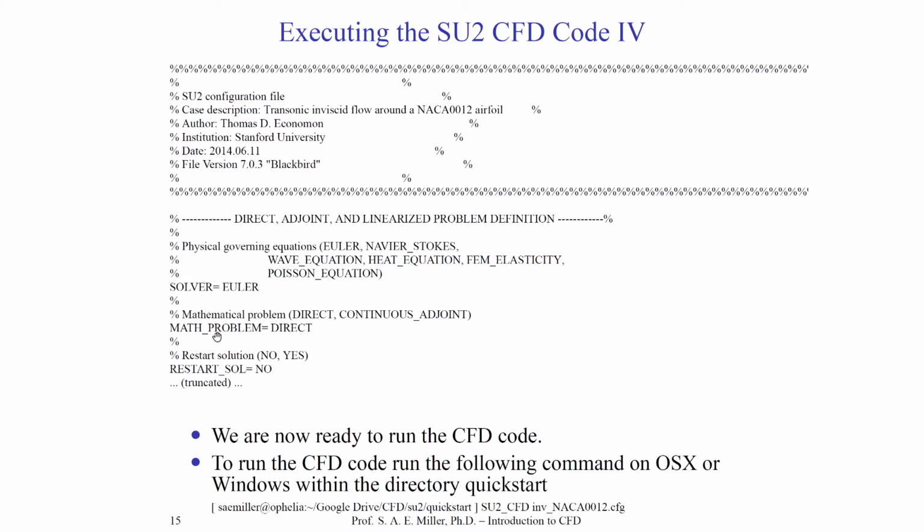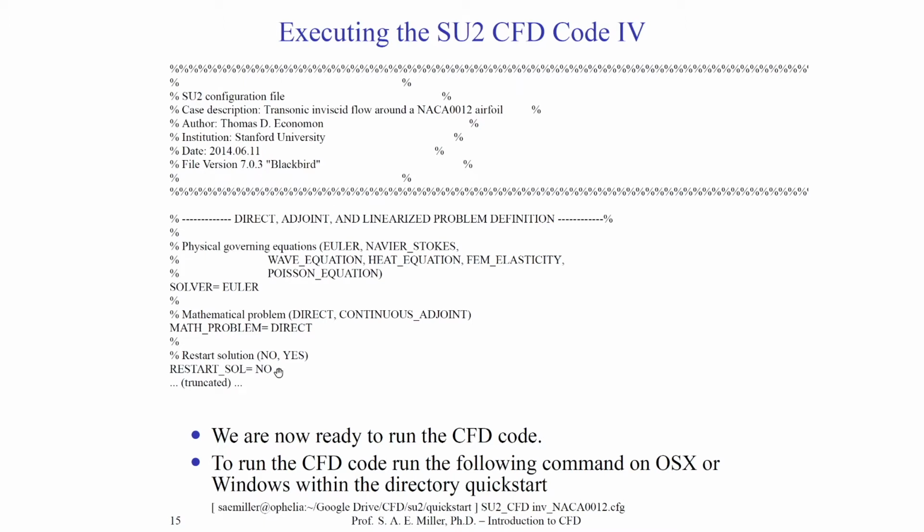So we say math_problem equals direct. All this is already programmed for you. It's ready to run, and it will work. But, of course, we're just looking at it to understand. Here's a restart solution. If we already have run the solution or CFD for a while and we want to restart the code later, we could turn this to yes. By saying restart_sol equals no, it shows that we're starting the CFD solver for the first time.